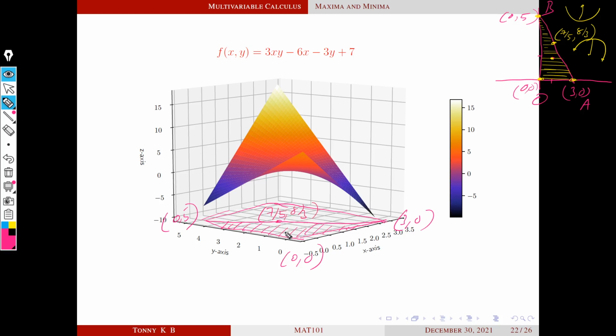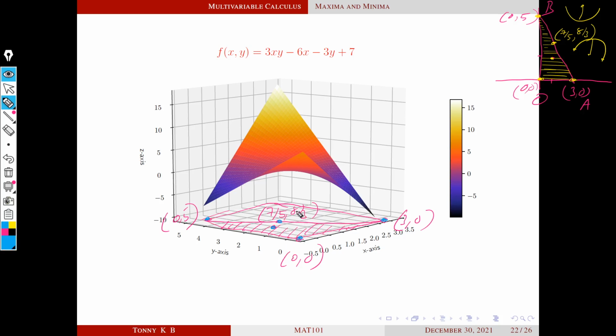Clear? And 1, 2 is somewhere here. X is 1 and y is 2. So somewhere here. And these are our end points. Okay. So these are our 5 possible points here.